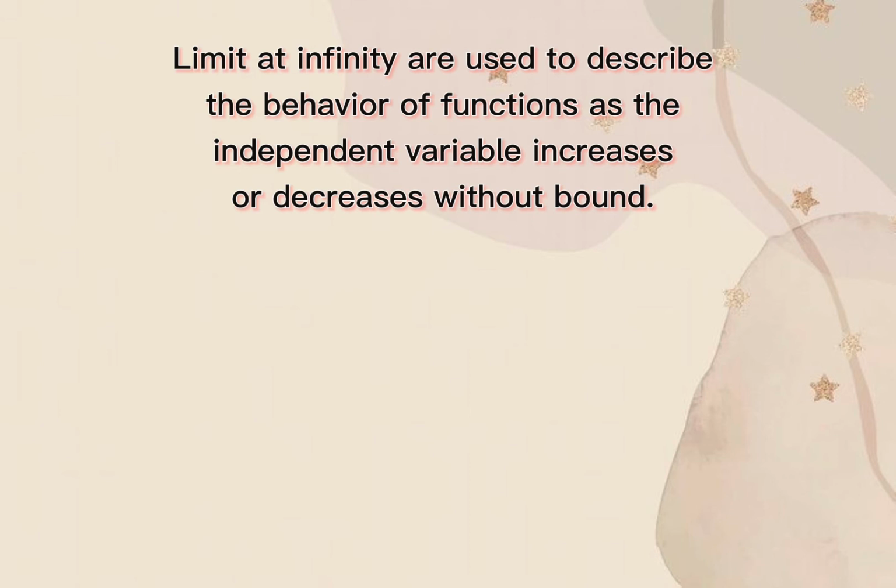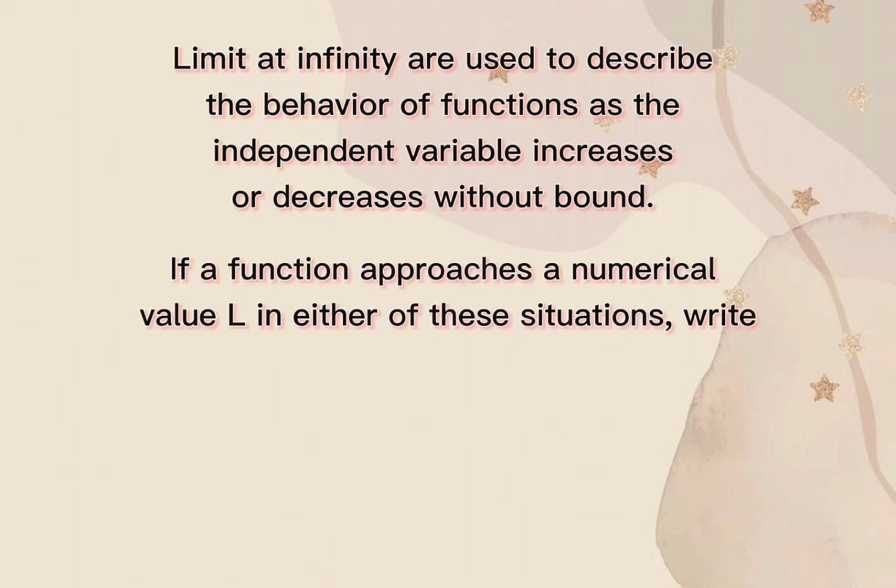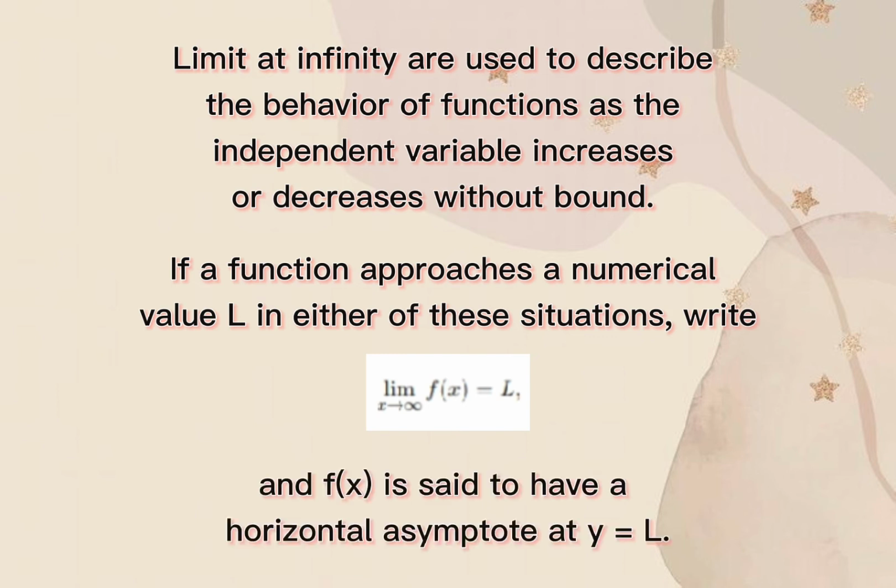Limits at infinity are used to describe the behavior of a function as the independent variable increases or decreases without bound. If a function approaches a numerical value L in either of these situations, we write limit as x approaches infinity of function x equals L. And function x is said to have a horizontal asymptote at y equals L. Let's take a look at an example.